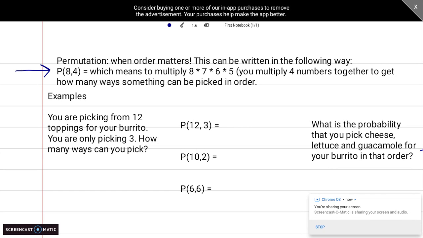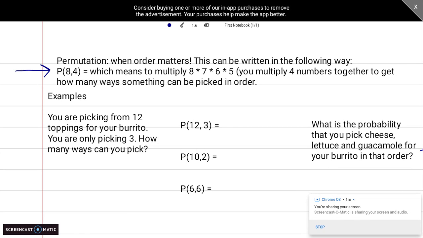So what this really means is you're going to be starting at the number 8 and multiplying 4 numbers down. So if you look at the example, I'm going to start with 8. If I picked one item, I now have 7, and then 6, and then 5. So you are multiplying 4 numbers together. You do not go to the number 4. So once you multiply all that together, you're going to get your answer that way. So let's try a couple examples and try to make some more sense of it.